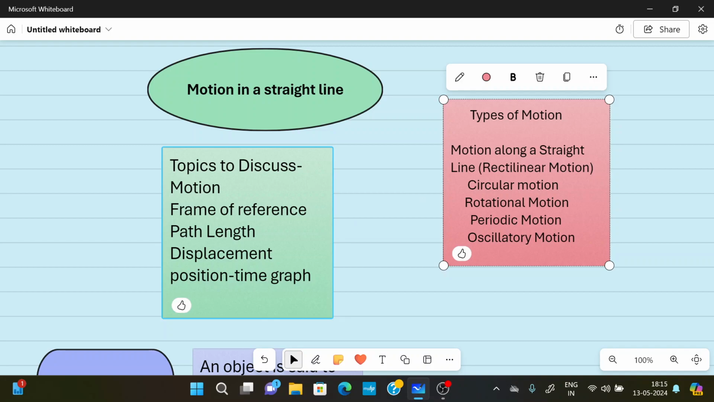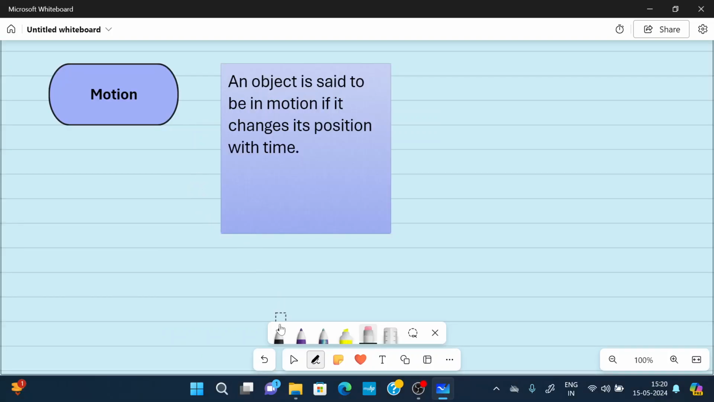In this video, we are going to discuss the topics motion, frame of reference, path length, displacement, and position time graph. So let us move to our first topic, that is motion. An object is said to be in motion if it changes its position with time. Let us discuss it in detail.